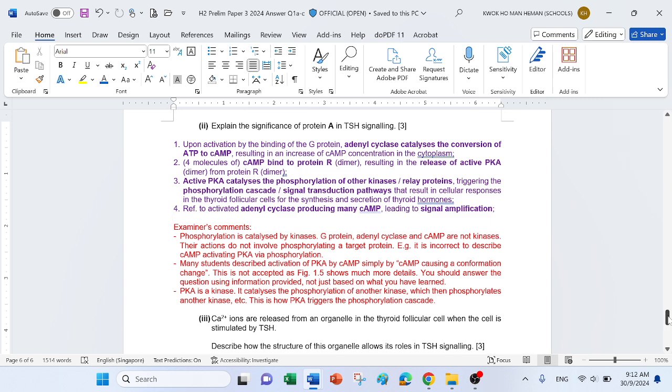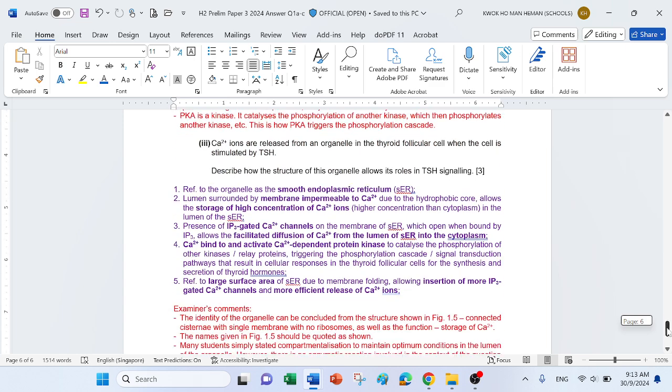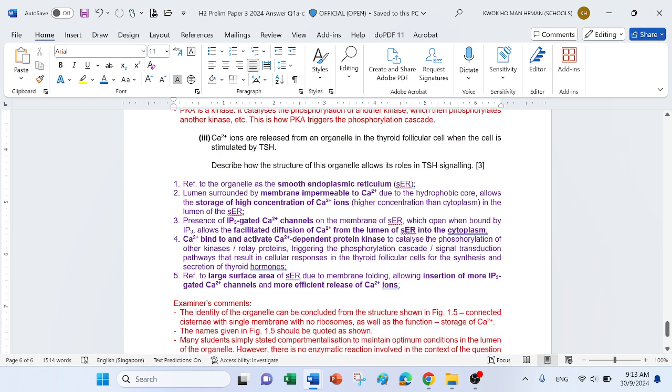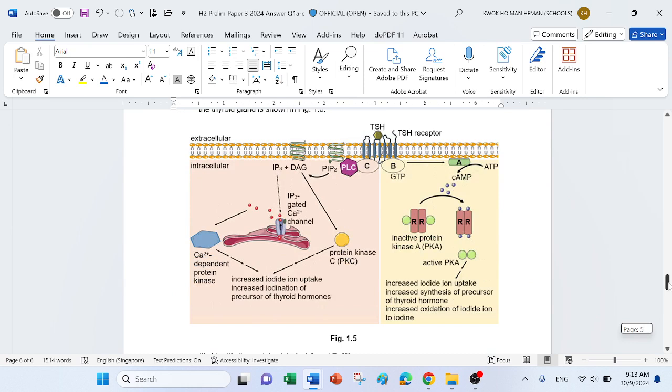All right. The comments I've mentioned just now are part of the explanation, so I'll leave you to read it further. Okay, I'm just going to move on to part 3. This one also, according to the figure, you can see that there's an organelle that is releasing the calcium ions. So back to figure 1.5.